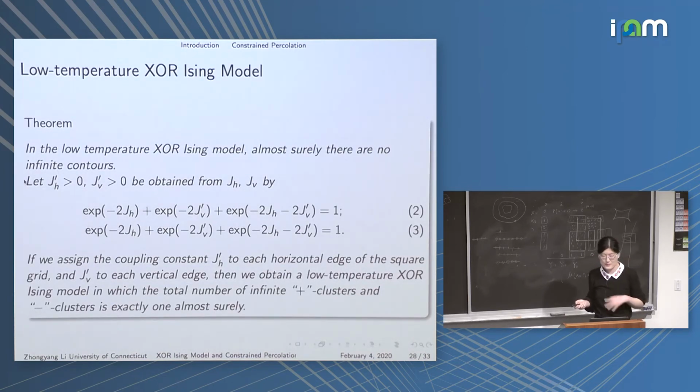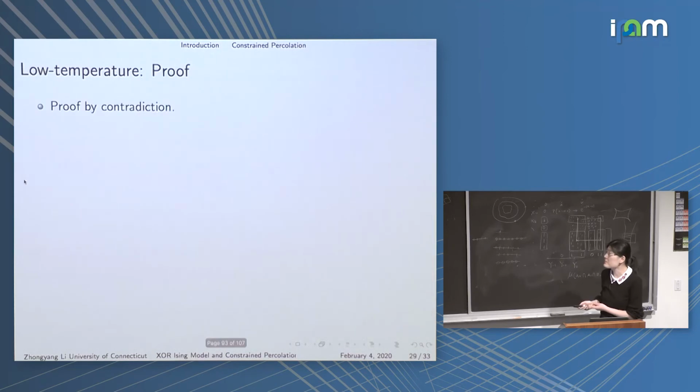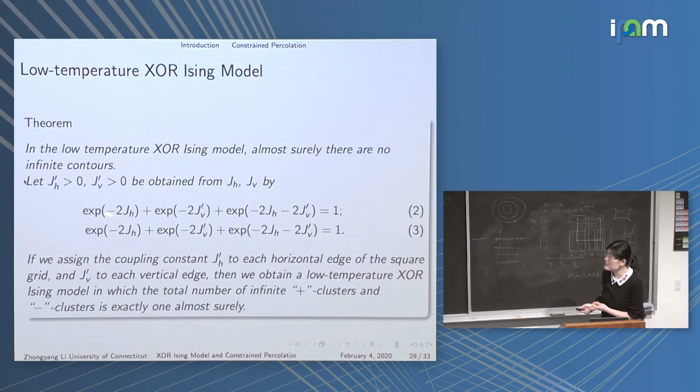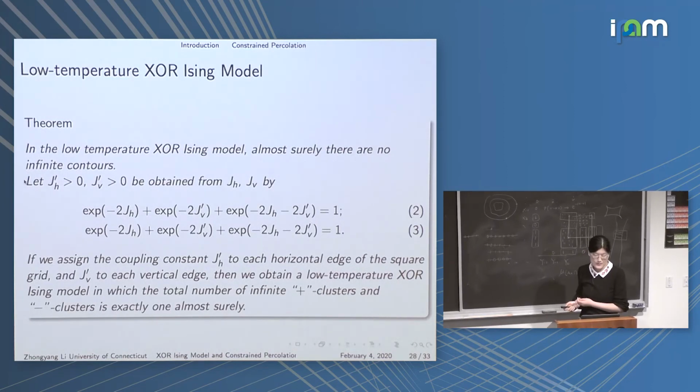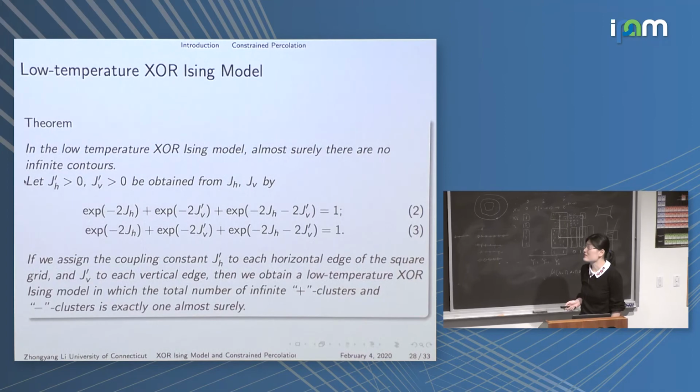For the low temperature XOR Ising model, we are going to use the duality. From the high temperature Ising model, we can obtain a low temperature Ising model using those duality configurations, by constructing the coupling constants of the low temperature XOR Ising model from the coupling constants of the high temperature Ising model by those conditions. Then we can show that in the low temperature XOR Ising model, almost surely the total number of infinite plus clusters and infinite negative clusters, the sum of their numbers, is at most 1.